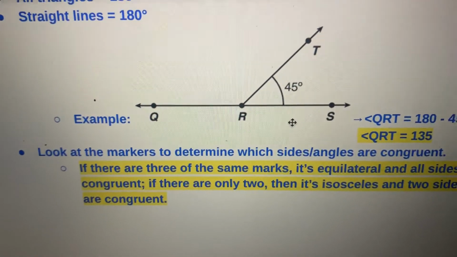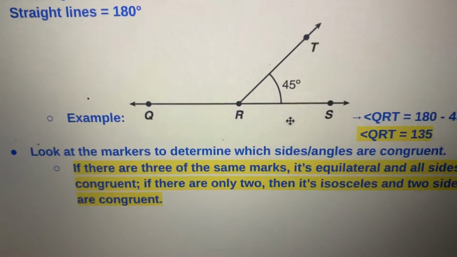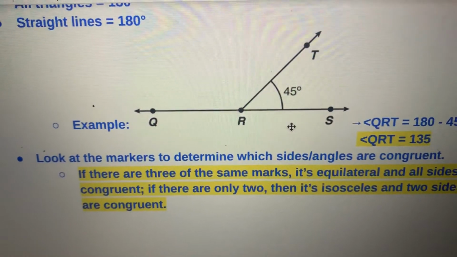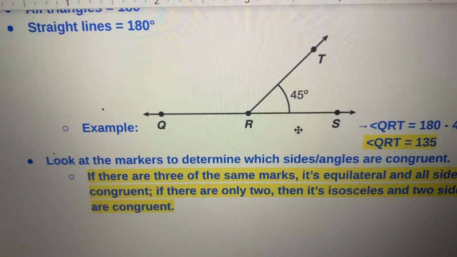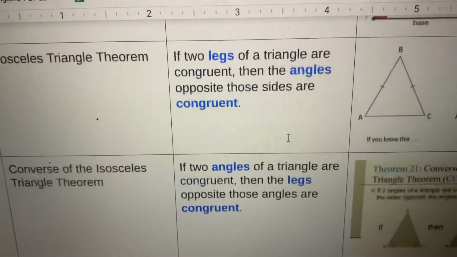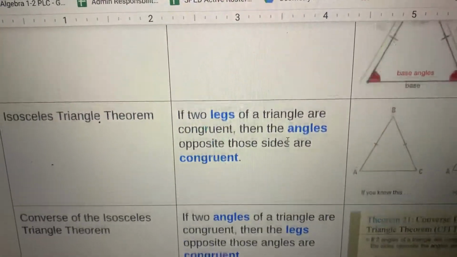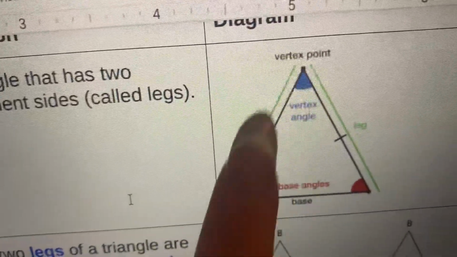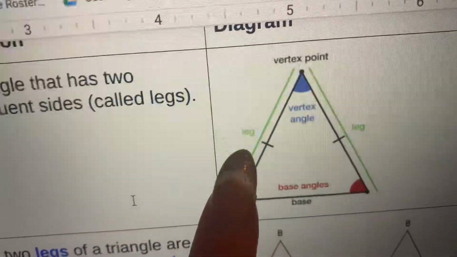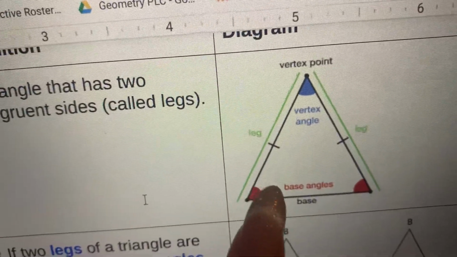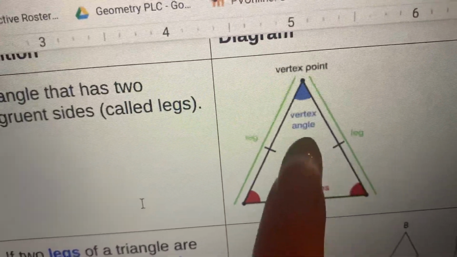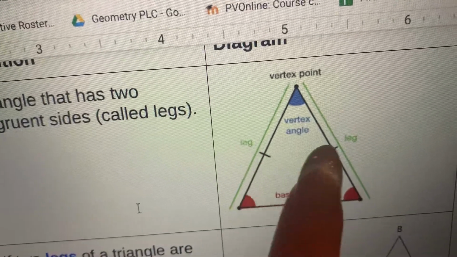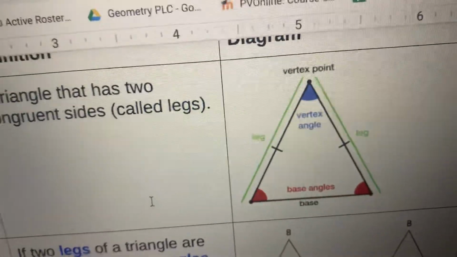Also look at the markers to determine which sides and angles are congruent. So we're talking about 2 different triangles here. Isosceles, which I can show you at the top. Isosceles are where you have 2 sides that are congruent. So we have the legs that are congruent, and then those angles are also going to be congruent. So they have 2 legs that are congruent, 2 sides, and 2 angles that are the same.